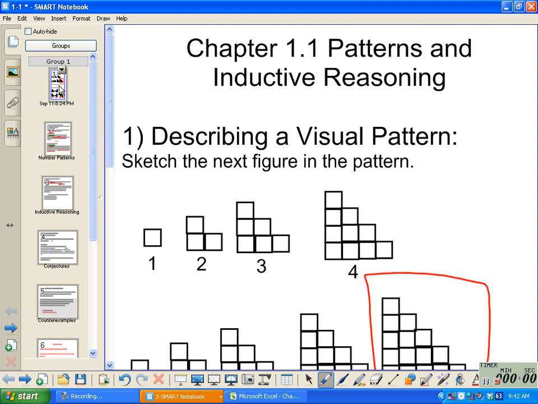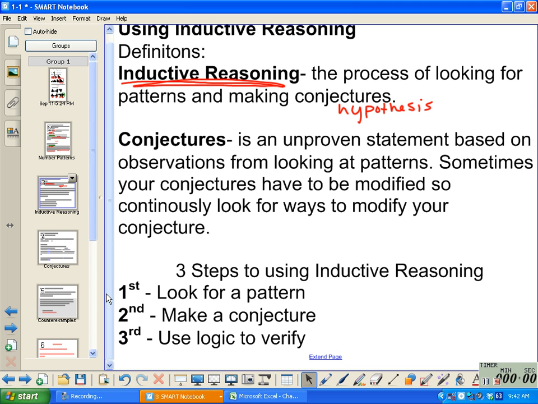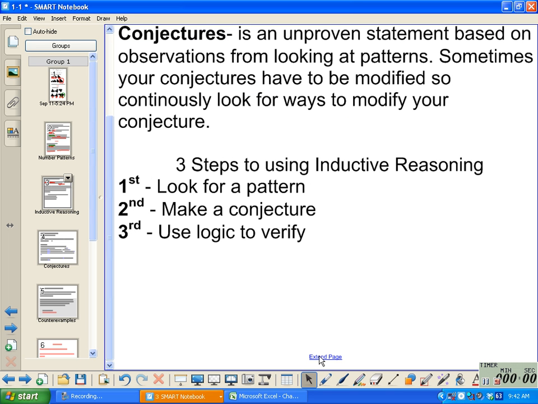We looked at step 1. What pattern did we see? We made a conjecture, okay? Look at the second pattern. We looked at the third pattern. We looked at the fourth pattern, and then we used some inductive reasoning to determine what should come next in the 5th pattern. Okay? So here we are. Step 1. Look for a pattern.